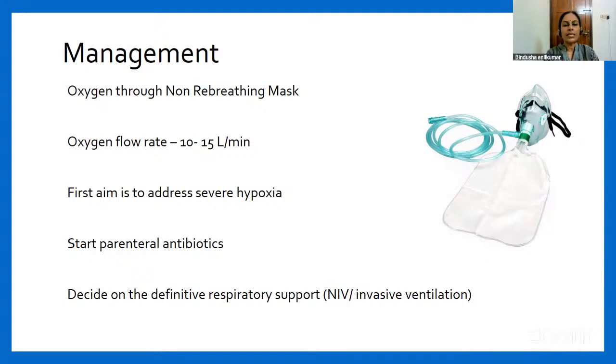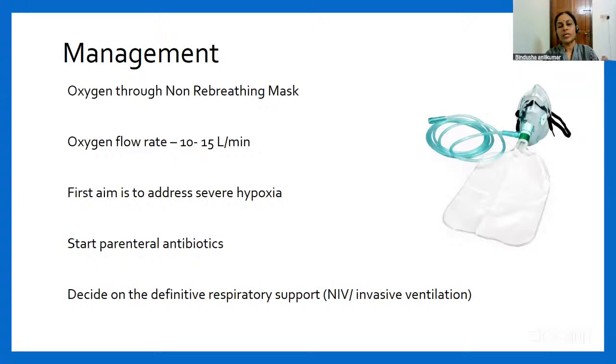But arranging for invasive ventilation and non-invasive ventilation will take some time. Even in a tertiary care hospital, you will have to shift the baby to the ICU and make sure that you have all the ventilator tubings. You will have to go for the procedure and all. But it will take time and the baby can crash at any time. So you won't be able to wait for the definitive management before you start oxygen.